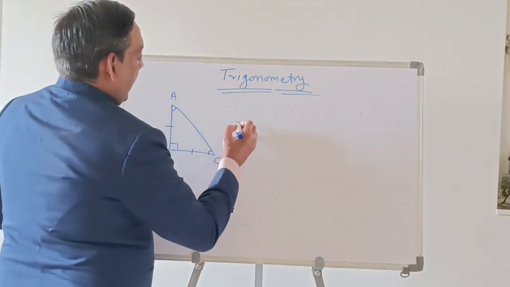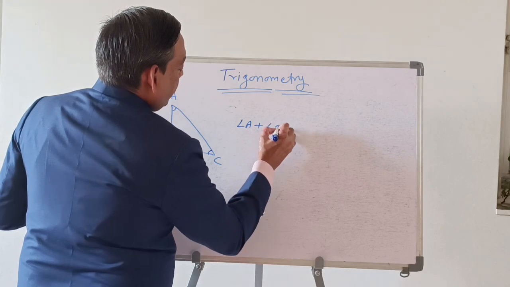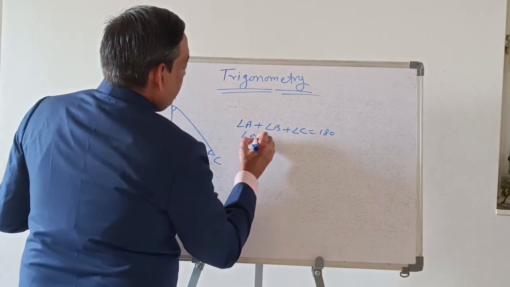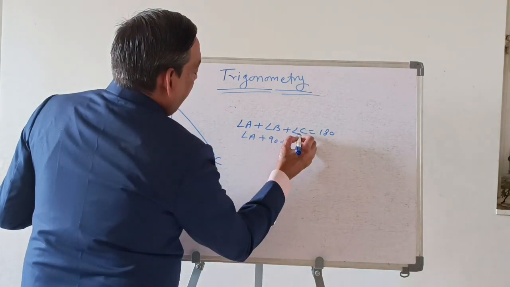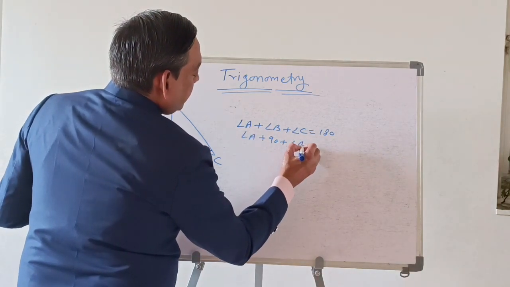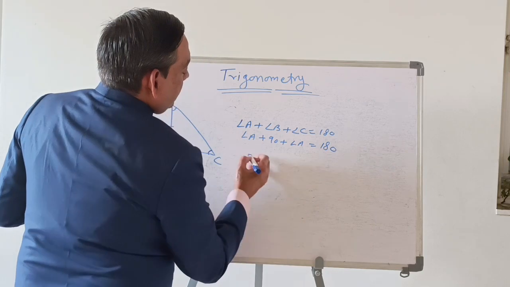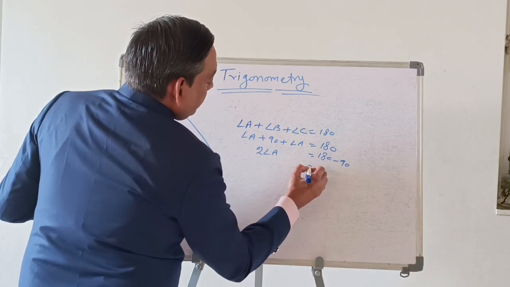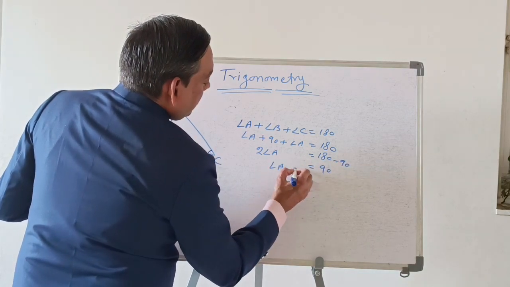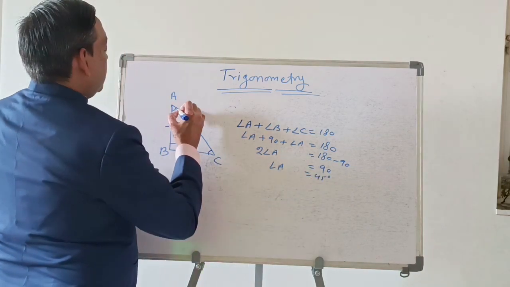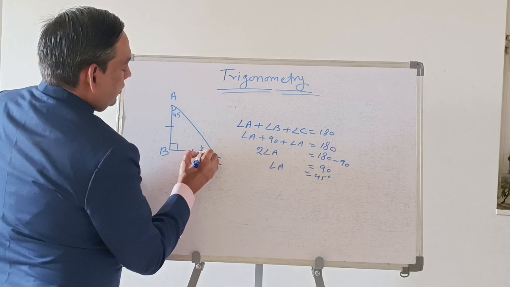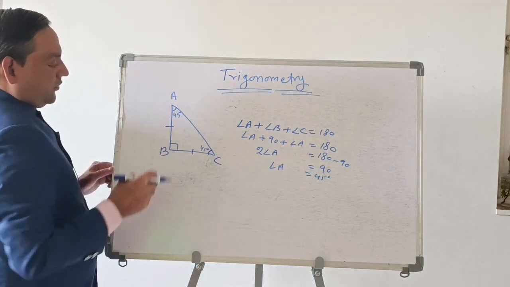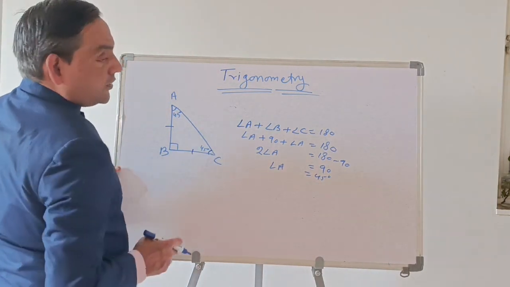Angle A plus angle B plus angle C is equal to 180 degree. So angle A plus 90 plus, since angle A is equal to angle C, we can take angle A as angle C. So 2 angle A is equal to 180 minus 90, which is 90 degree. So angle A is equal to 45 degree. So if this is 45 degree, this angle is also 45 degree. Now we have angle A 45 degree, angle B 90 degree, and angle C 45 degree.